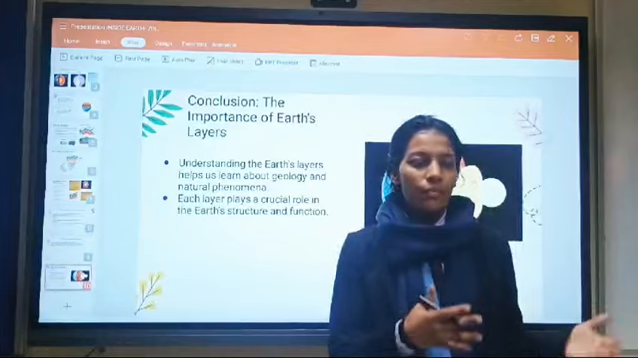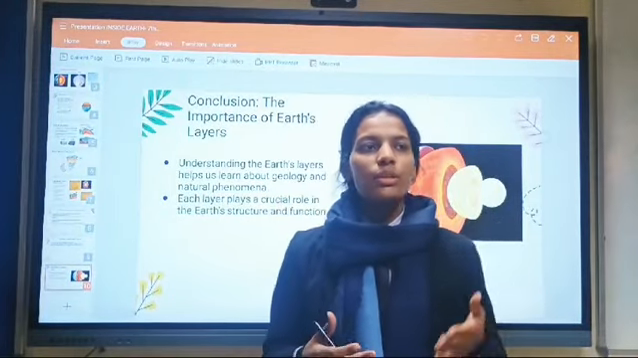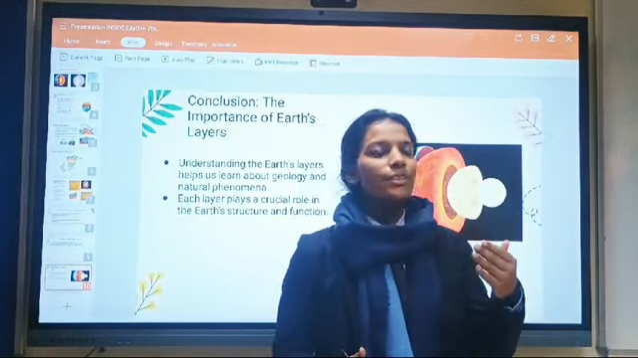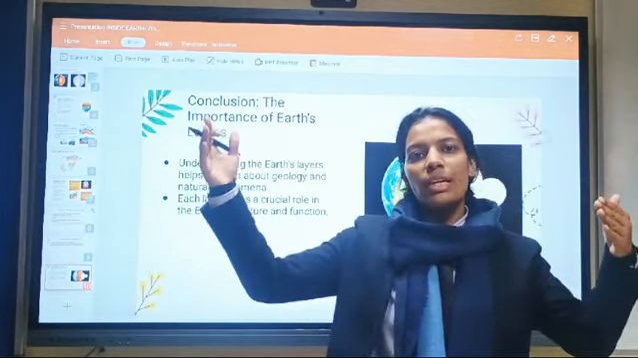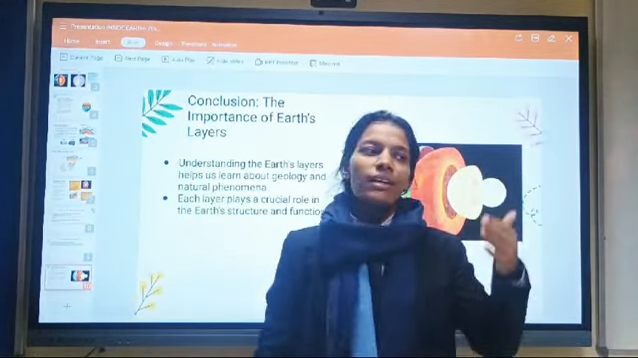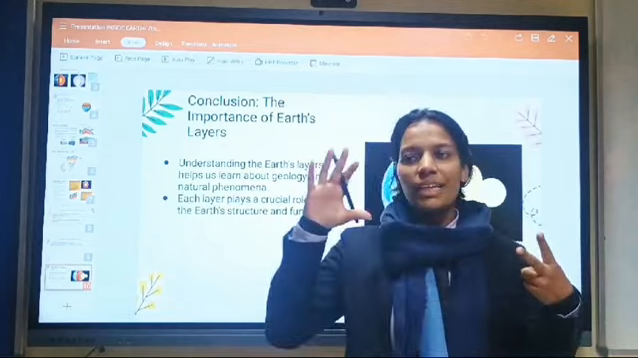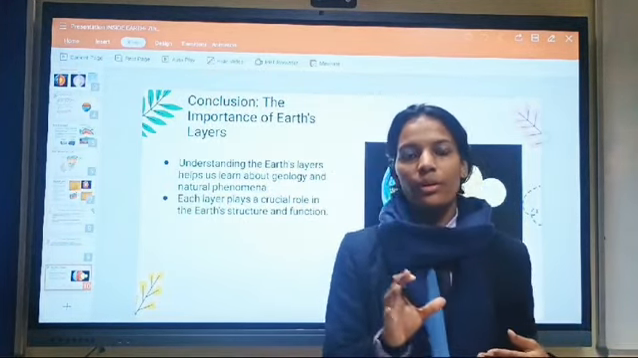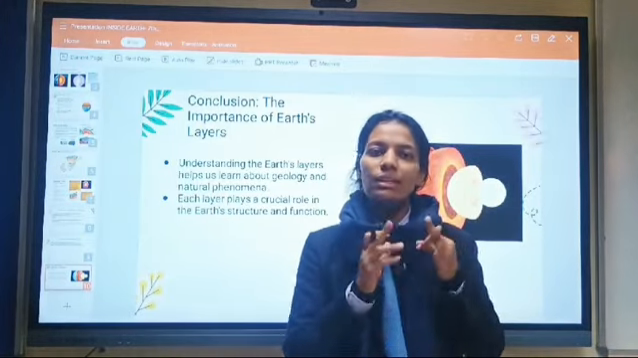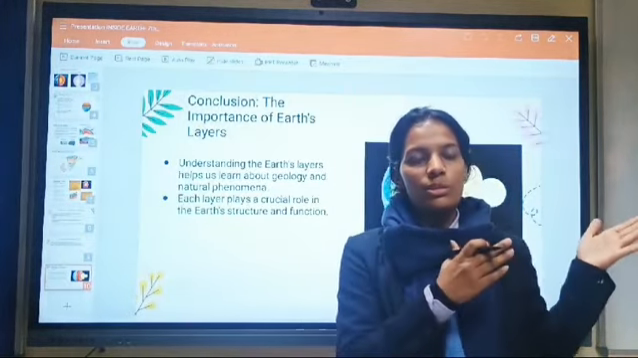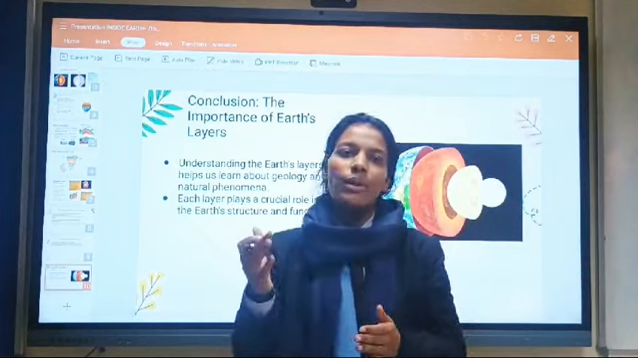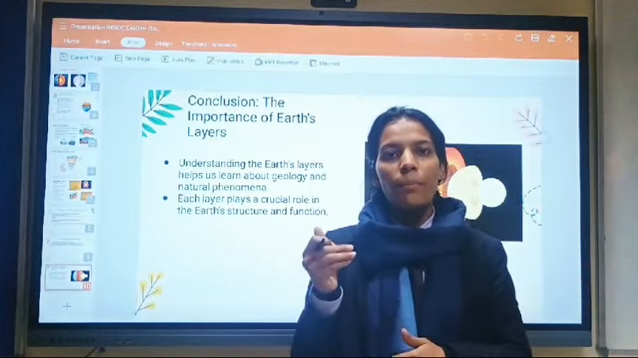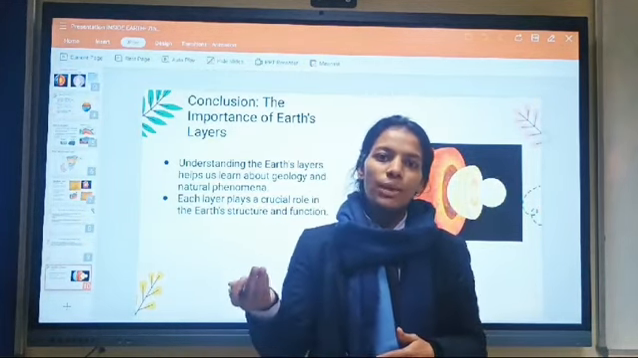We have understood the layers of the earth today. There are three layers of the earth: the crust, the outermost and thinnest layer; the mantle, the second layer, the thickest and widest layer; and the innermost, the core. Three important layers. The core is divided into two sections. The inner is solid, the outer is liquid. It is due to the variation in temperature and pressure there.